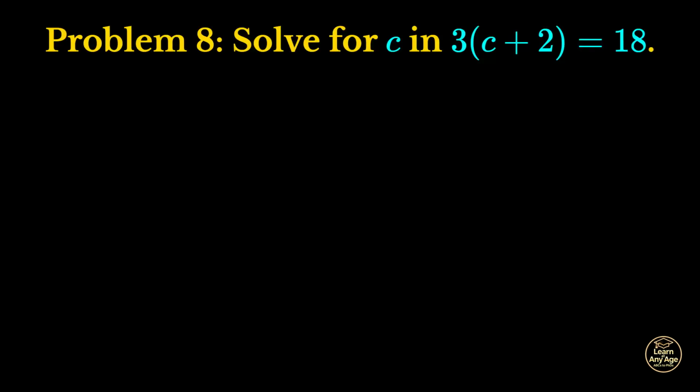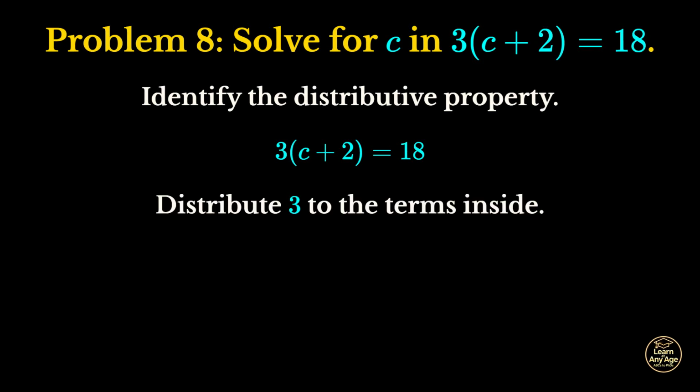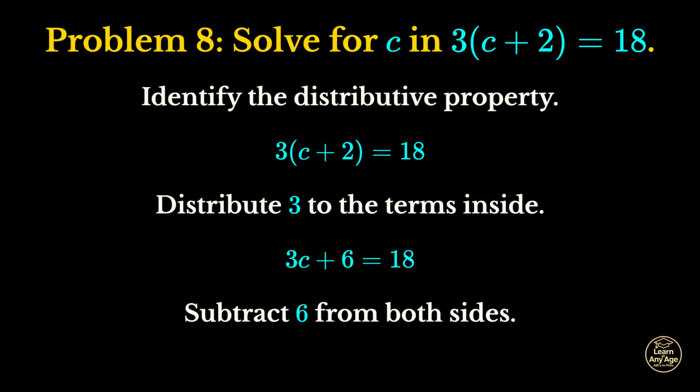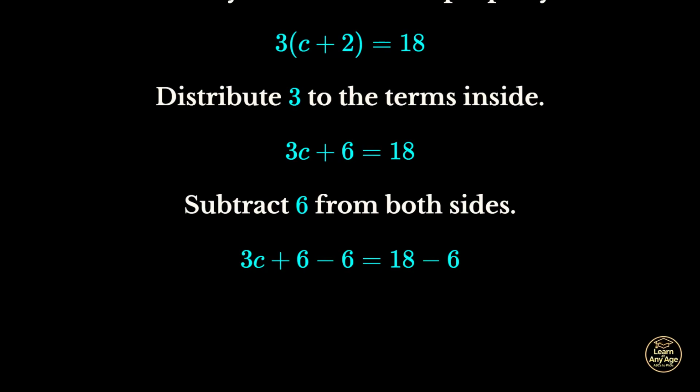Problem 8, solve for c: 3 times the quantity c plus 2 equals 18. Identify the distributive property. 3 times c plus 2 equals 18. Distribute 3 to the terms inside. 3c plus 6 equals 18. Subtract 6 from both sides. 3c plus 6 minus 6 equals 18 minus 6.